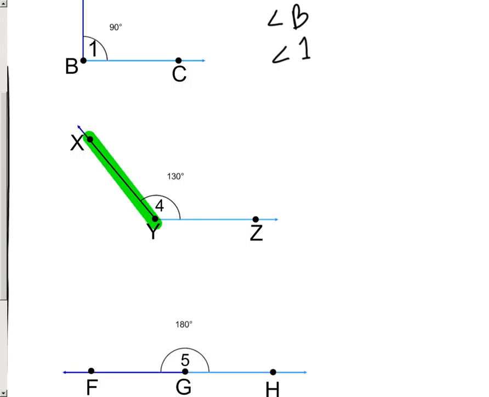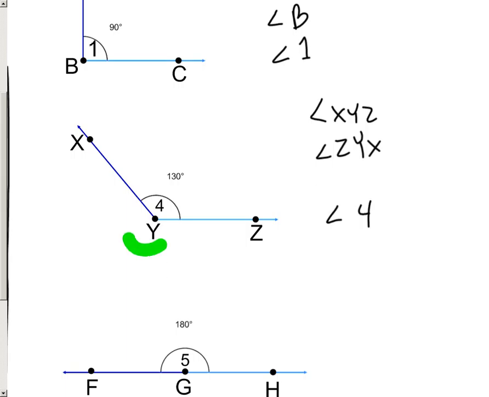Angle X, Y, Z would be one way to name it. Then you could reverse the order and go angle Z, Y, X. Okay, so that's not too bad. You've got angle 4. And you've also got angle Y. So that's 4 ways that we can name an angle. You need to be clear that you know how to name it all 4 different ways.